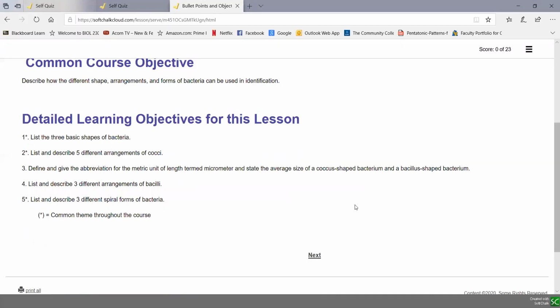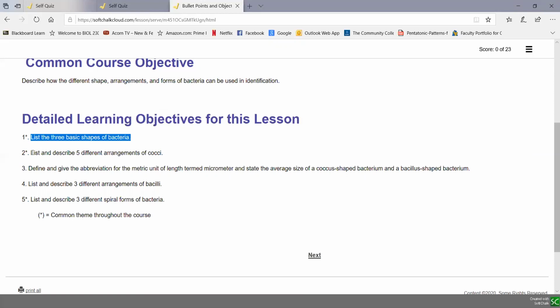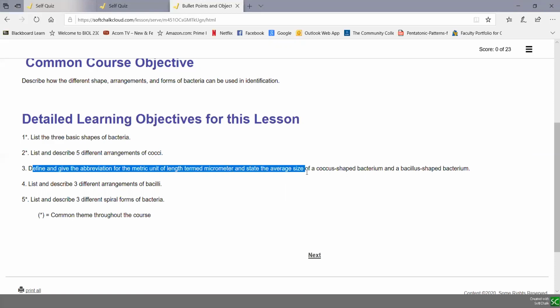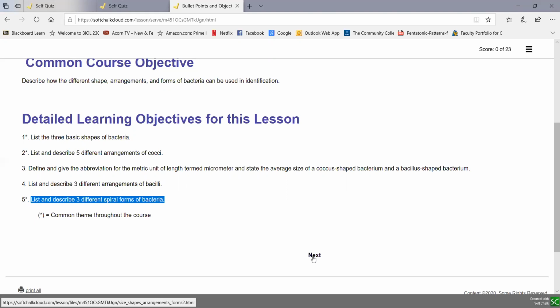And looking at our detailed learning objectives for this lesson, when you're finished with this, you should be able to list the three basic shapes of bacteria, list and describe 5 different arrangements of cocci, define and give the abbreviation for the metric unit of length termed micrometer, and state the average size of a coccus-shaped bacterium and a bacillus-shaped bacterium. List and describe 3 different arrangements of bacilli, and finally list and describe 3 different spiral forms of bacteria. So those are our bullet points and our detailed learning objectives for this SoftChalk lesson.